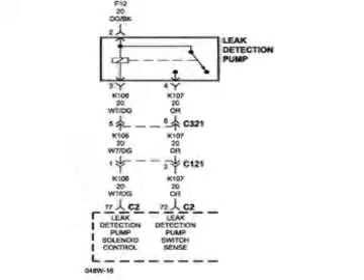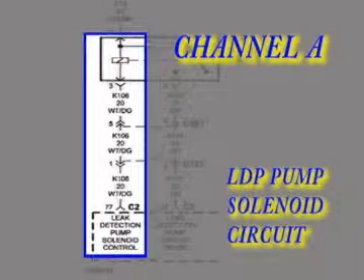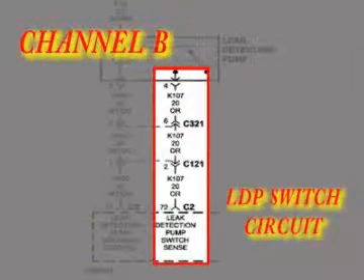First, let us prepare our testing by collecting the appropriate tech data and TSBs related to this code. Next, we set up our test equipment, which consists of a scope and a scan tool. The scope will be connected to the LDP solenoid circuit on channel A and the LDP switch circuit on channel B.